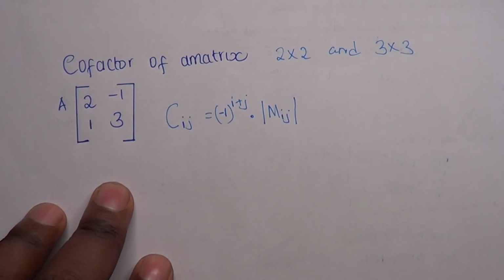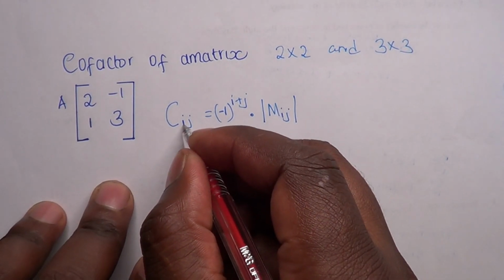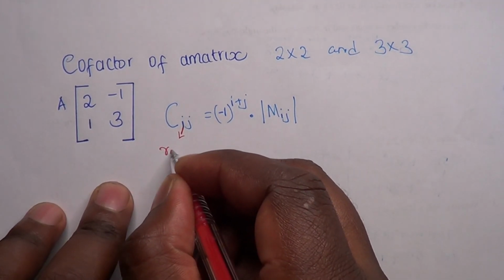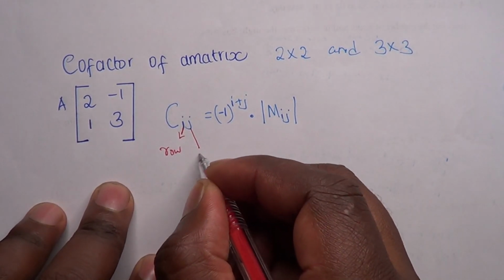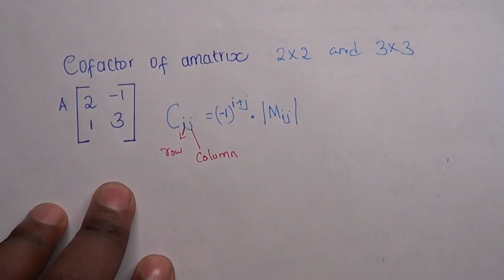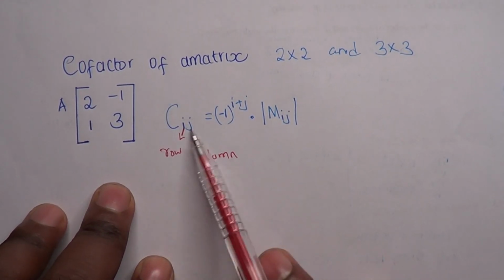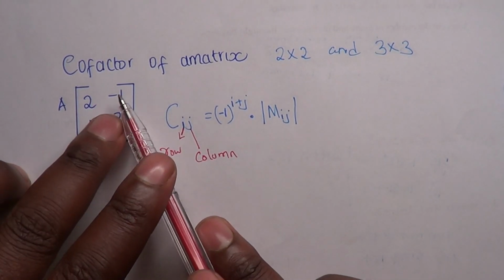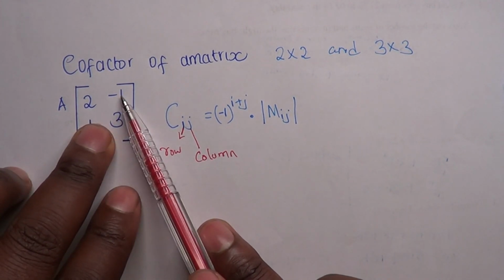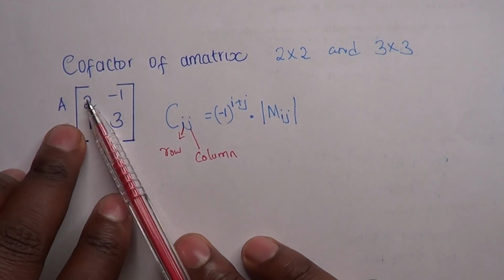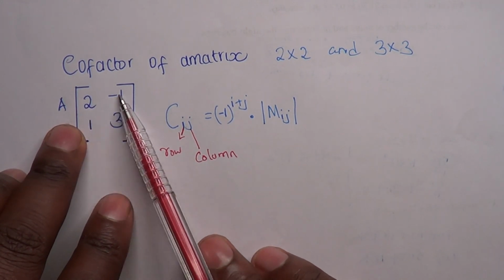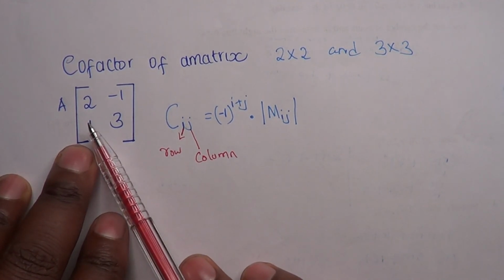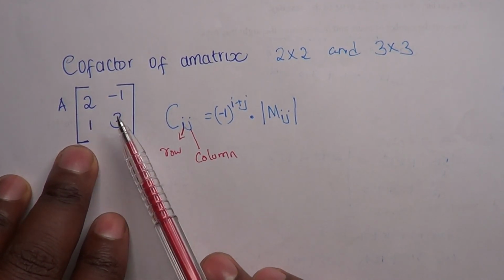So I need to show you something here. This i here represents the row, then j here represents the column. So we want to find the cofactor of ij. That's the first row, first column; the first row, second column; the second row, first column; the second row, second column.